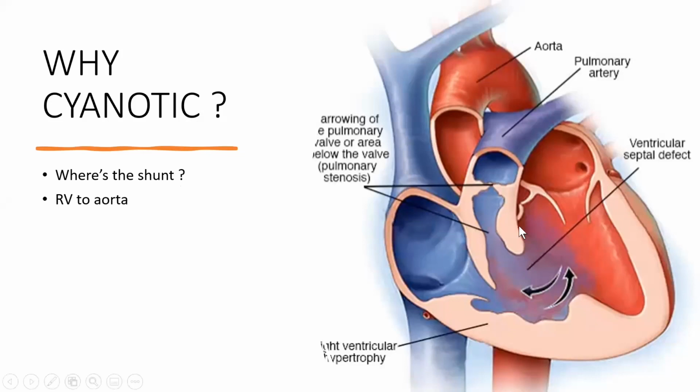Here it is a bidirectional shunt, isn't it? It's a large VSD, non-restrictive. Nobody knows which way the blood will go. It can go from left side to right side or right side to left side. The only place where it goes from the right side to the left side is from the right ventricle to the aorta. That's what I meant by saying that the right to left shunt in a TOF is from the right ventricle to the aorta. Is that clear?